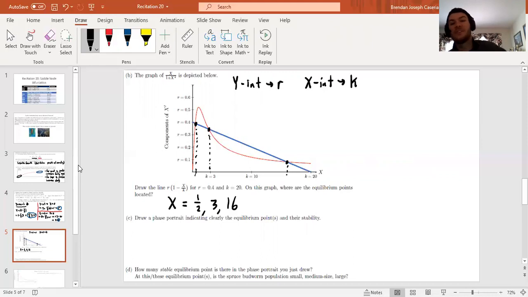So we want to draw a phase portrait indicating clearly the equilibrium points and their stability. This is basically a fancy way of saying we want a number line. And so we are going to draw such a number line.